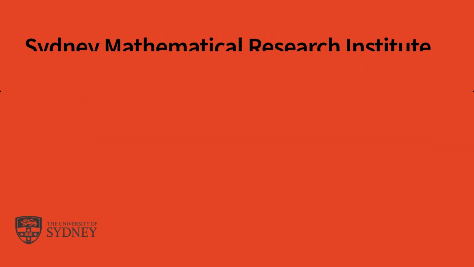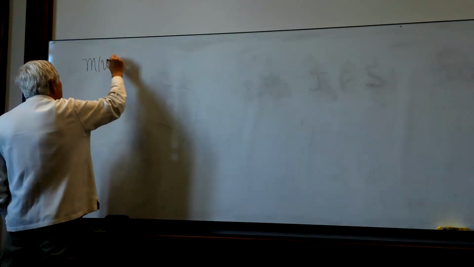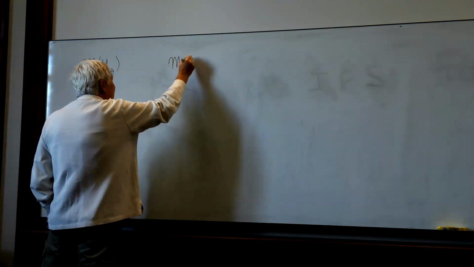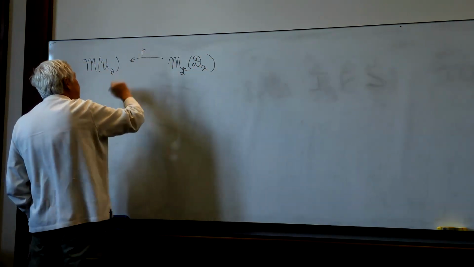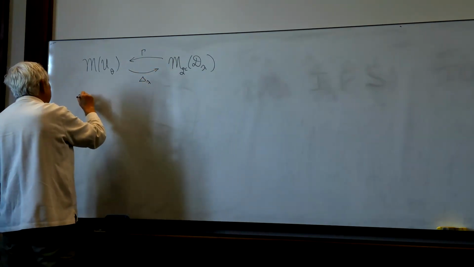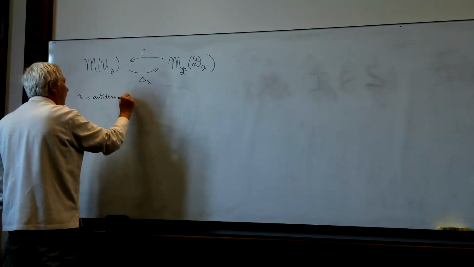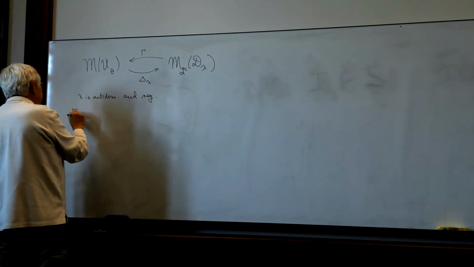So last time we finally proved this equivalence of categories statement. We proved that if we have a category of, say, U theta modules and the category of, let's say, coherent D lambda modules on the flag variety, we have the functor of global sections and a localization functor. So if lambda is anti-dominant and regular, this is the equivalence of categories.